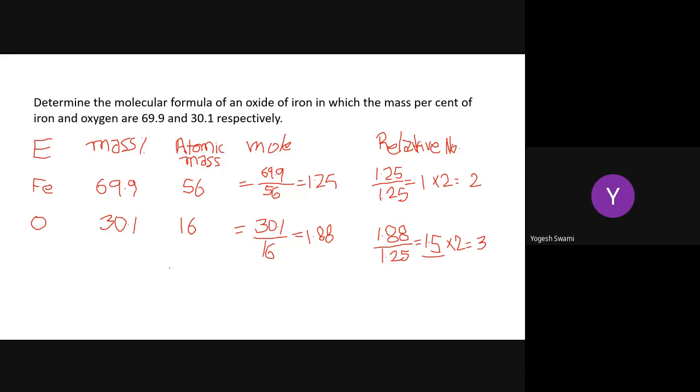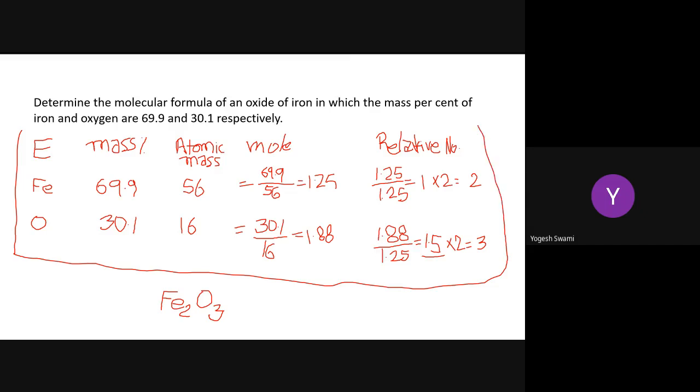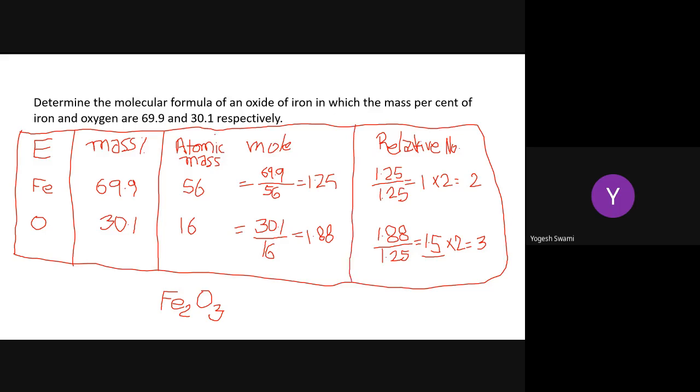ये क्या इंडिकेट कर रहा है? In that formula, 2 iron atoms are present and 3 oxygen atoms are present. So the formula of this compound is Fe2O3. So we take all the data in this tabular form and we solve this numerical easily. ऐसा ही न्यूमेरिकल एक एग्जाम में आएगा, हमें बिल्कुल डिटो ऐसे ही उसको सॉल्व कर लेना है. टेबल हमारा कंप्लीट है.